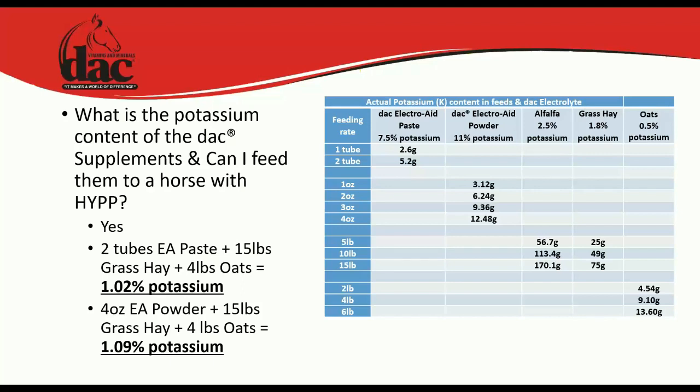The ElectroAid paste has 7.5% potassium, so in one tube, you're going to get 2.6 grams. In 2 tubes, you're going to get 5.2 grams.